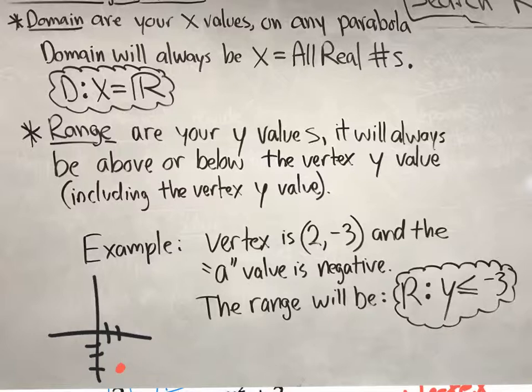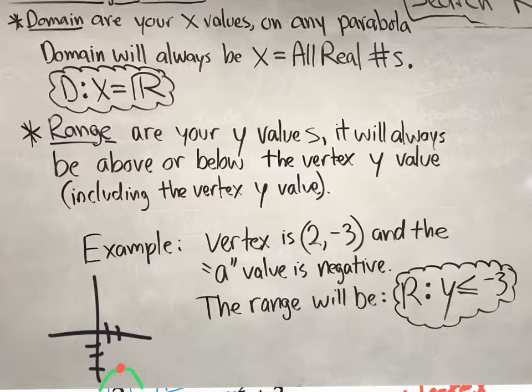And then it says that the a value is negative. What does that mean? Is the parabola going to open up or is it going to open down? It's going to open down because the a value is negative. Make sense? So if I know it's negative, I could do a quick sketch like this, just draw a parabola opening down. I could now state the range.